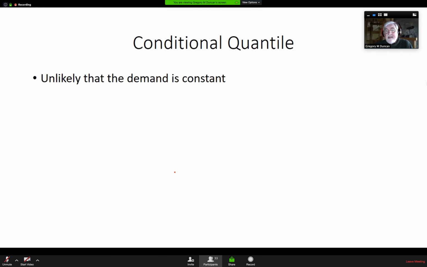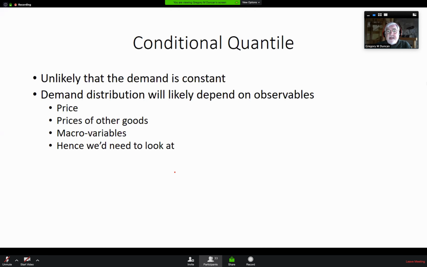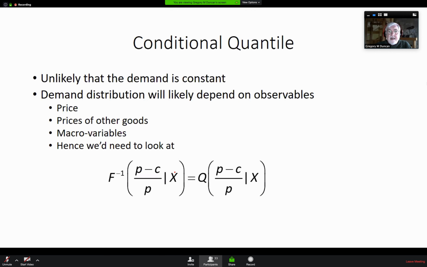Now, it's unlikely that the demand is constant. The demand will likely depend upon observables: price, prices of other goods, macro variables, all the usual things that enter in a standard demand curve. Hence, we would need to look at the following. So critical ratio again, inverse distribution function conditional on X.